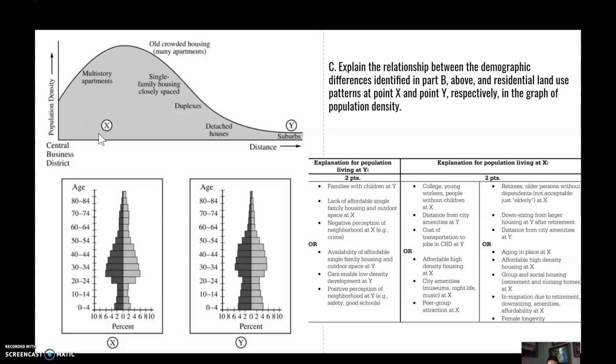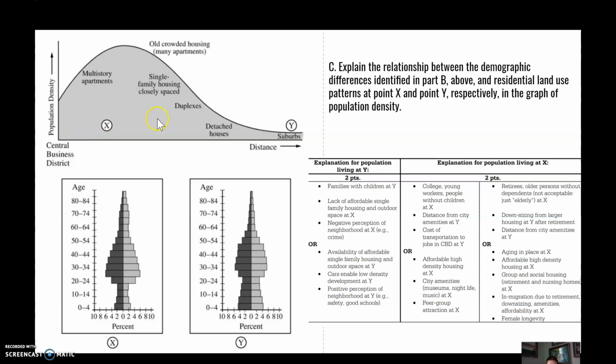Distance from city amenities at Y. A young person who has the desire to go out and have fun isn't going to want to live all the way out here where there's not much to do or see, so they're going to want to live here at X. Cost of transportation to jobs in CBD at Y. So if you're young and you're just starting out, you don't have the money to maintain a car or to put gas in that car and to spend all that time and money getting all the way out from here to where you work here.